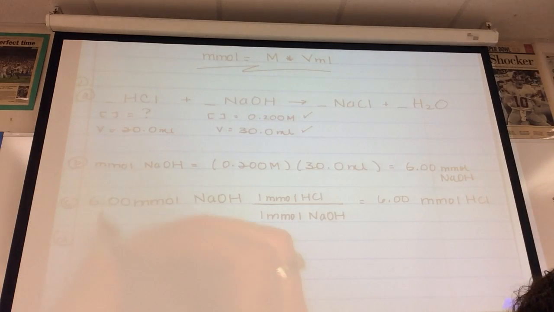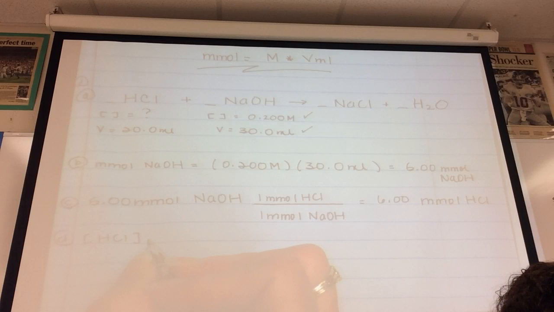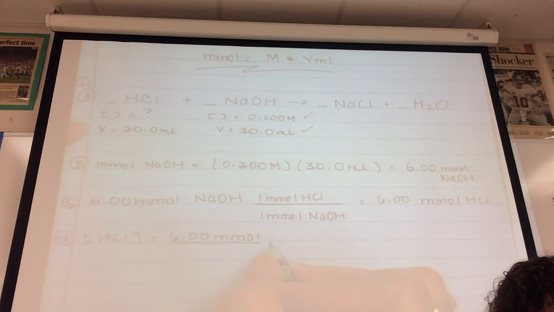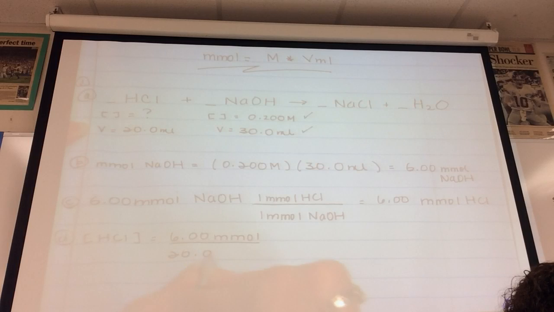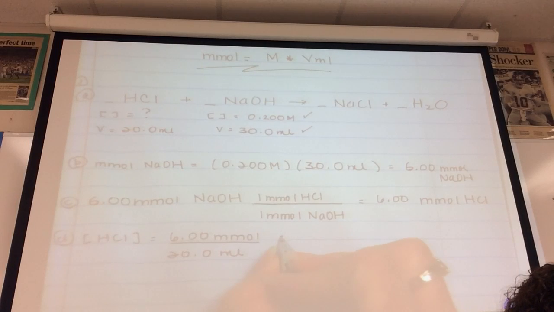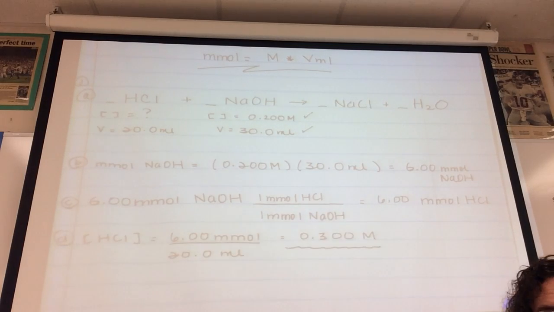And then finally, to get the concentration of the acid, the unit of molarity is millimoles of that acid divided by the volume of the acid that we were given initially. And that's the beauty of writing everything down. It's all there for you, and it's easy to find that information. That's 6/20 or 3/10, so that's going to be 0.300 molar concentration for HCl.